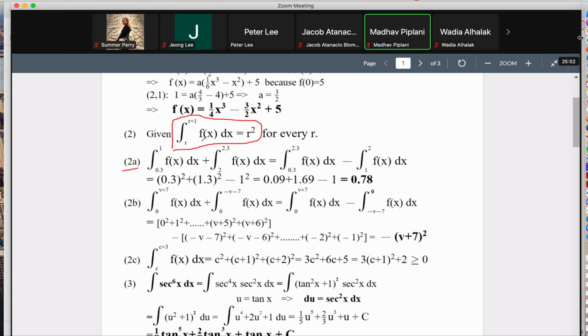So this f of x function right here is not given, but this is a function which has this property. We don't know what this function is, but what we do know is that it has this property right here: the integral from r to r plus 1 of f of x dx is equal to r squared for every r, not for some r, but for every r. So here, function f is not given, but a property of function f is given. And on this problem, that's all you need. You don't need to know what the function is, because we have a property of this function, and that is all you need on all 3 parts of it.